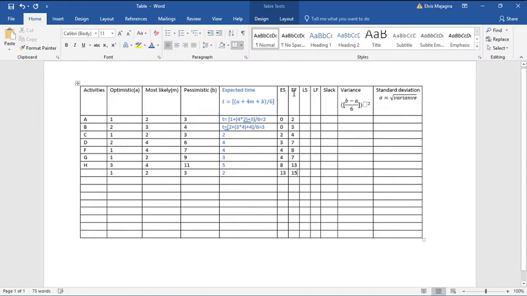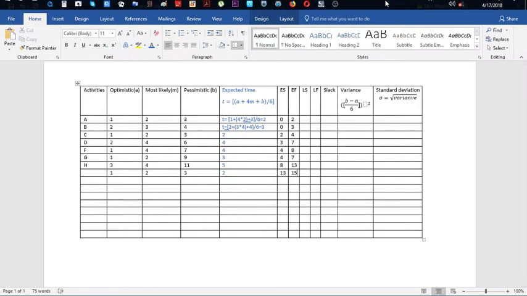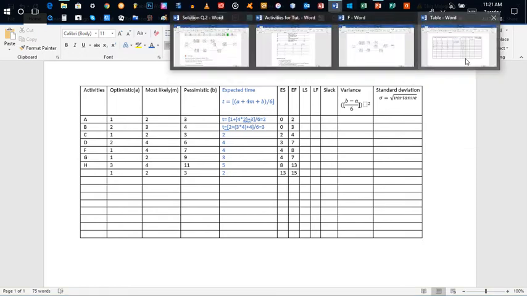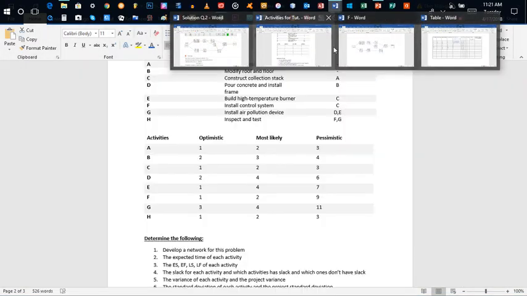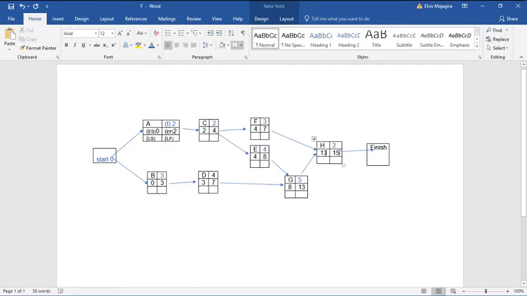Now let's go back to latest start and latest finish. For us to do our latest start and latest finish, our last earliest finish in H is going to be our first latest finish in H. So this 15 here is going to come down here.